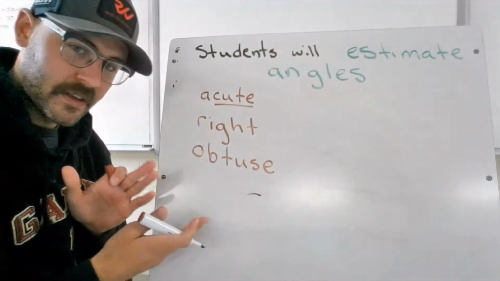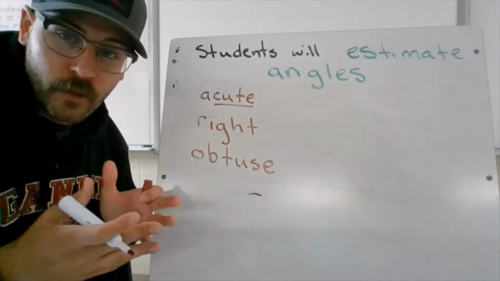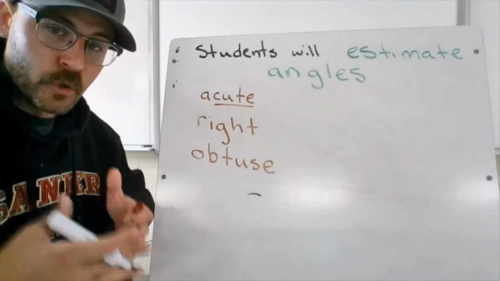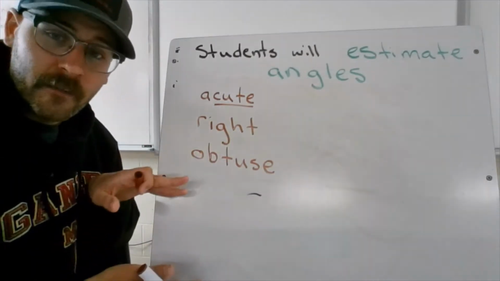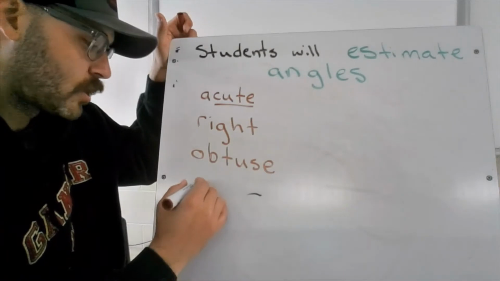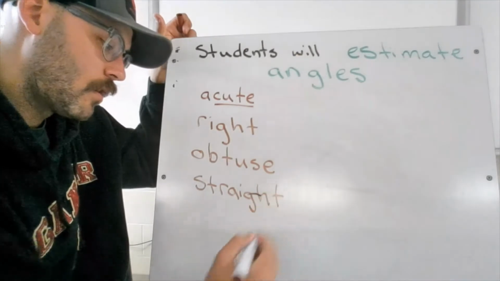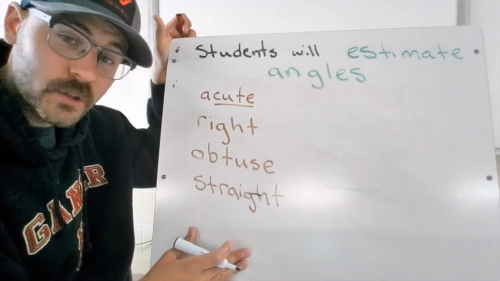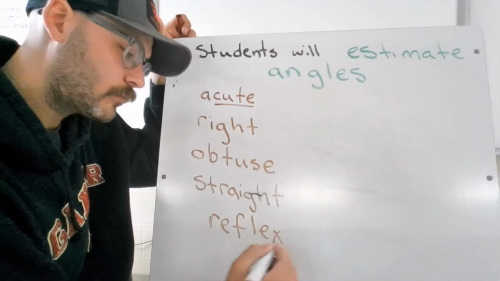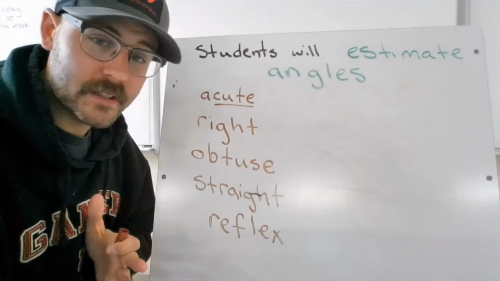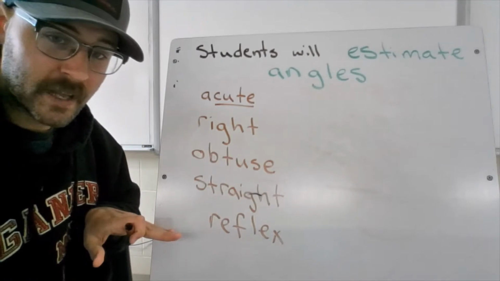And in third grade, I think that these are probably the three that you stick with most often. Obtuse used to be your big one, and I used to say it like this in my class, obtuse. And it gets you in the mindset that it's bigger than a right angle. But then in fourth grade, we introduce a straight angle. And finally, the biggest one we can have is a reflex. Okay, so here are your different types of angles: acute, right, obtuse, straight, reflex.